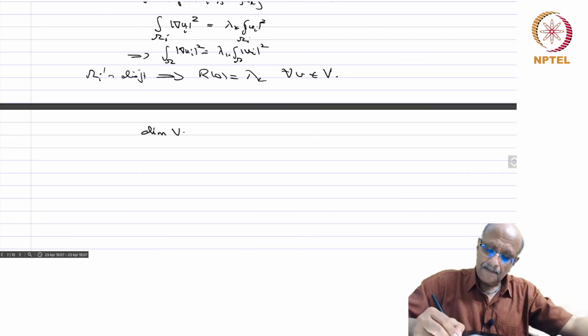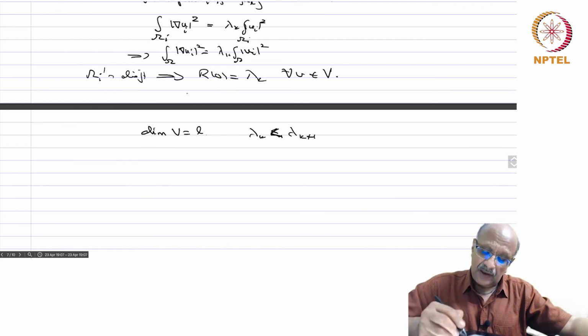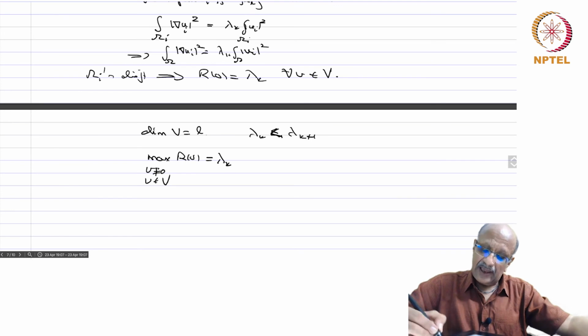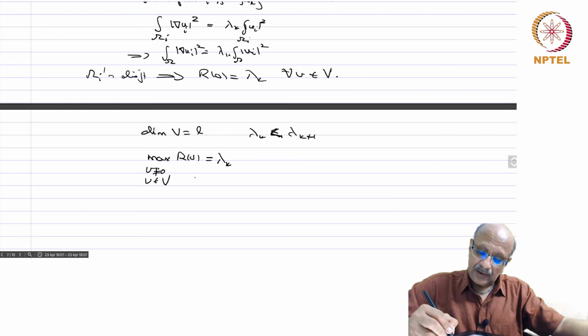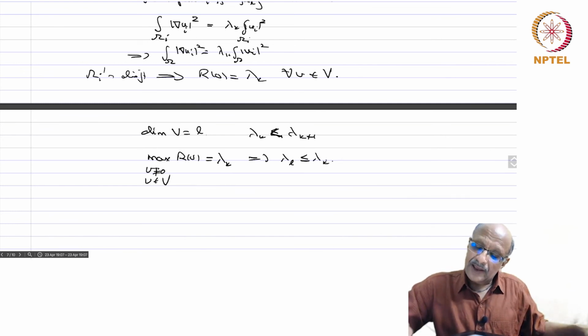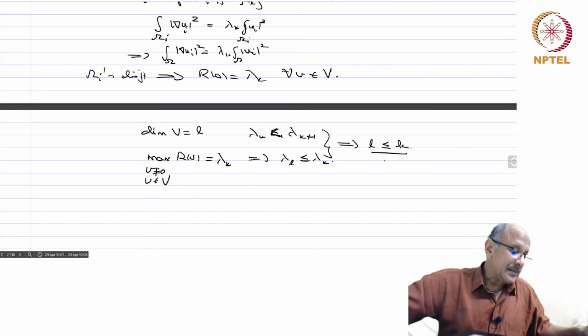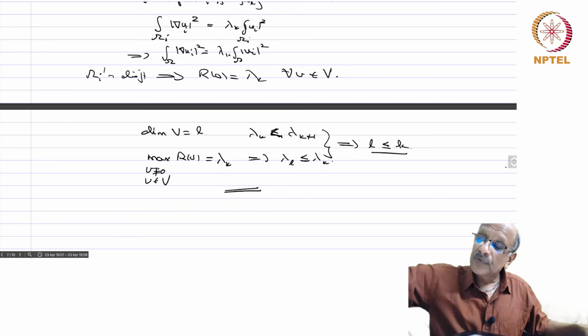So dimension V equals L, and λ_k is strictly less than λ_{k+1}, and you have that the maximum of R of v equals λ_k. Therefore, the dimension of V is L, and this implies that λ_L has to be less than or equal to λ_k. And λ_{k+1} is bigger than λ_k, and these two together imply, since we are writing in increasing order, that L has to be less than or equal to k, because λ_{k+1} is strictly bigger than λ_k. So λ_L is less than or equal to λ_k, so L can be at best equal to k, and that proves the theorem. So that proves that there are at most k nodal domains.